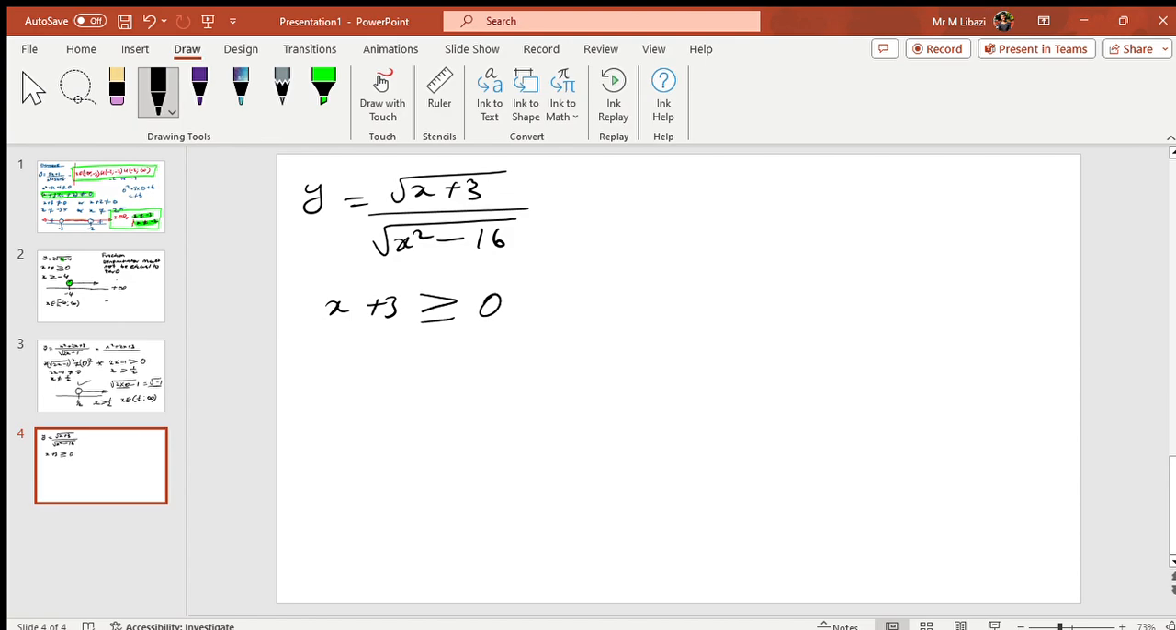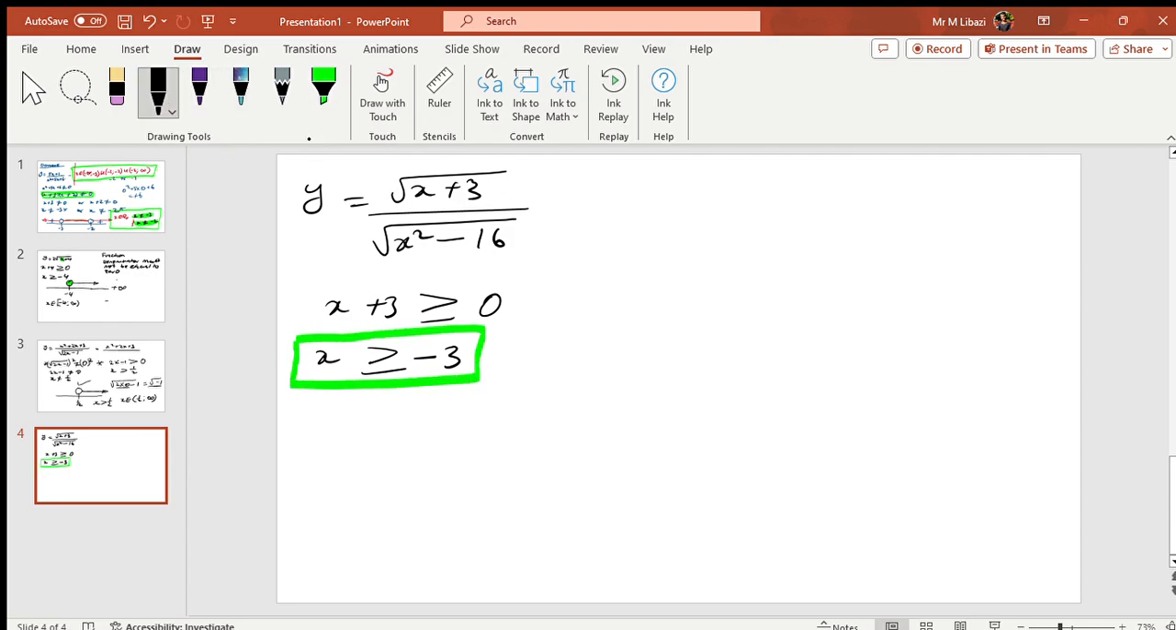Am I correct there? Because why we're using that condition is because we have a square root function. Under the square root, we do not need anything that is less than 0. But we can accept a 0 there. But it must not be less than 0. So now we're going to have our x which is greater than or equal to negative 3. So that is the first condition there.